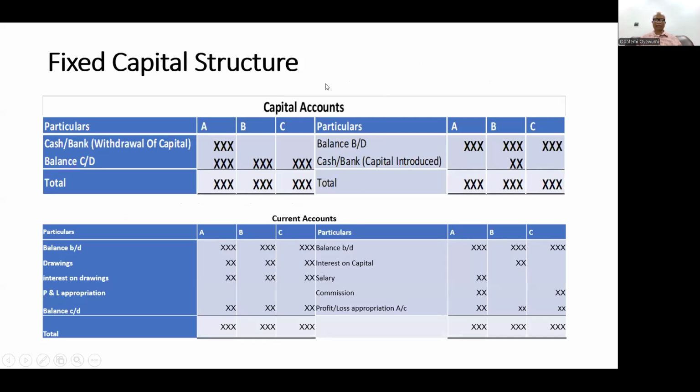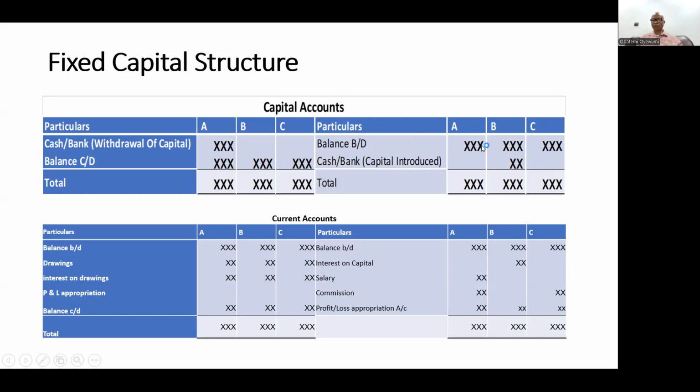So we have the capital account and then we have the current account. In the fixed capital structure, we have the capital account and we also have the current account. You can see that on the debit side you have the particulars, you have the bank or cash for withdrawals. If there is any room for the partners to withdraw, it will be recorded. And then on the credit side, you have the capital account structured. We are talking about the different partners now. Here we have partners A, B, and C. So the capital structure is maintained here.